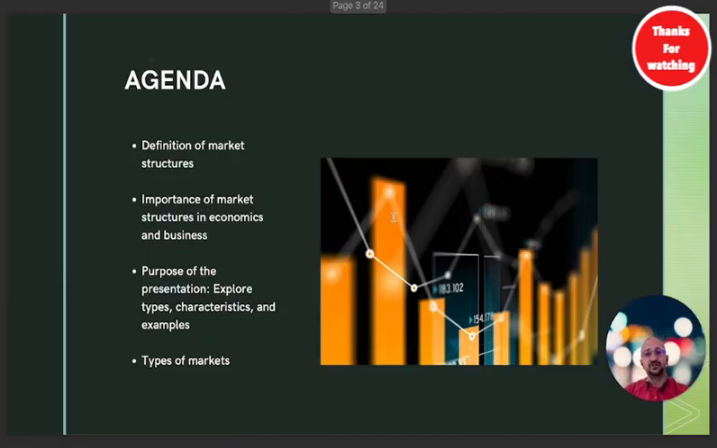So what we are going to discuss today: what is a market, what are the types of market, and what are the different structures of market and their characteristics.